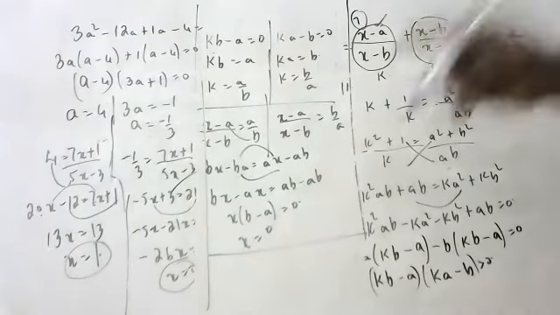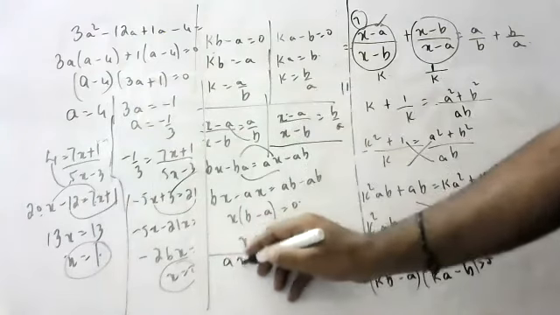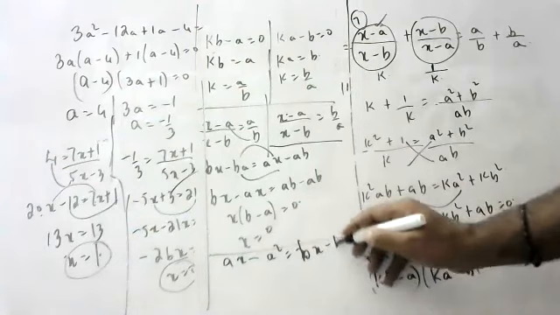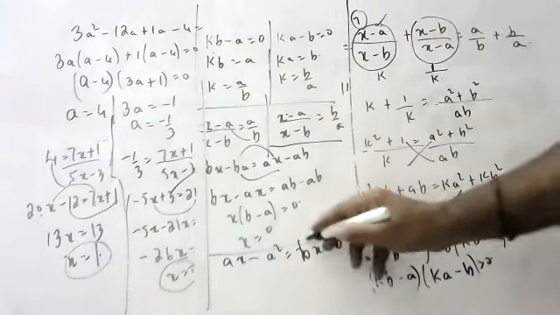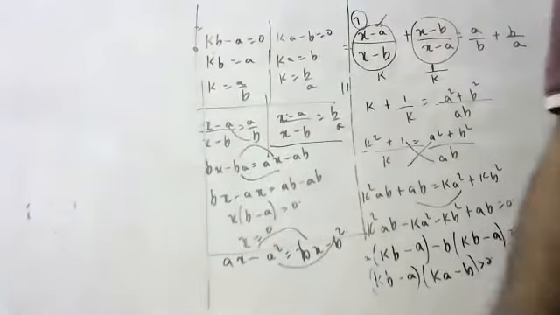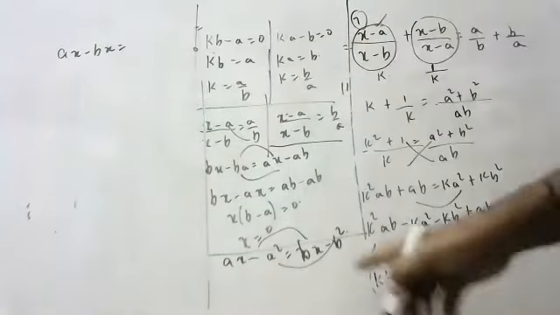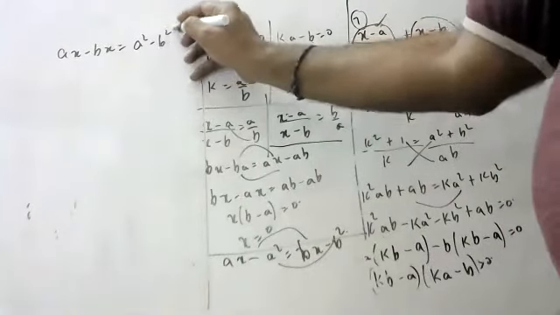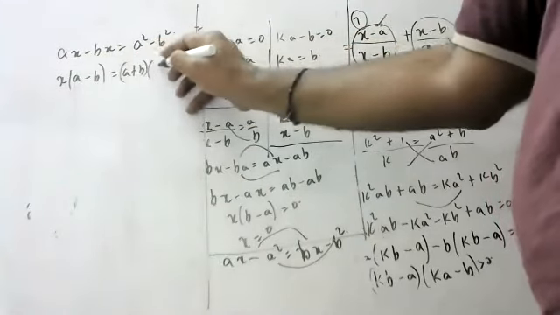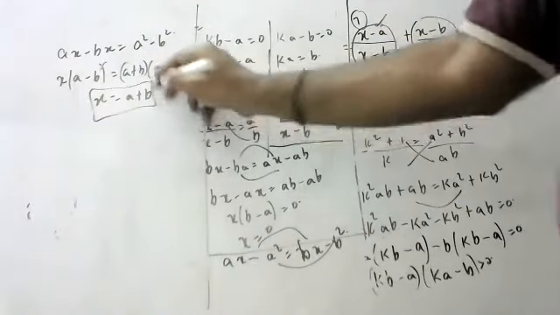Let's check the other value. Here, this into this, what, children? A into X is AX. AX minus A square is equal to BX minus B square. Take this here, children. What happens? AX minus BX is equal to A square minus B square. X you take common. (A minus B) X is equal to (A minus B) into (A plus B). A minus B is cancelled. X is equal to A plus B. The other value of X is A plus B.